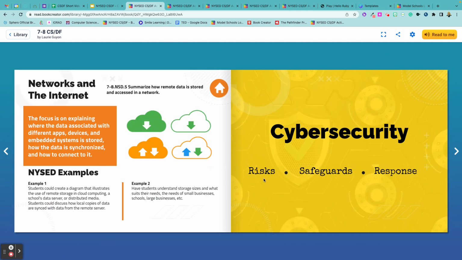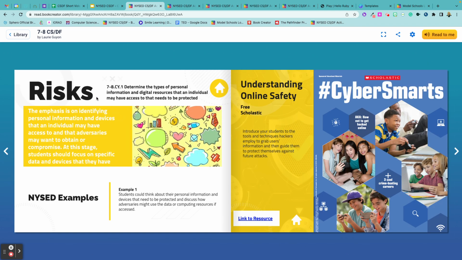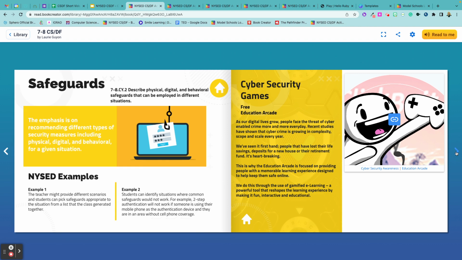Again, cybersecurity is broken down into risks, safeguards, and response. The first standard says, determine the types of personal information and digital resources that an individual may have access to that needs to be protected. Here we're thinking about what we should focus on, the data and the devices that they have and how they can protect what it is that they use. There's some great resources here for you to try out.